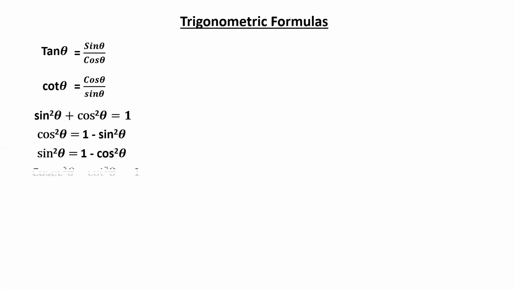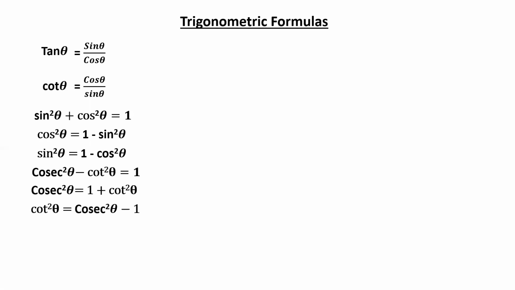Let's continue the next one. Here, cosec square theta minus cot square theta is equal to 1, and cosec square theta is equal to 1 plus cot square theta, and cot square theta equals cosec square theta minus 1. And here again, sec square theta minus tan square theta is equal to 1. Sec square theta is equal to 1 plus tan square theta, and tan square theta is equal to sec square theta minus 1.